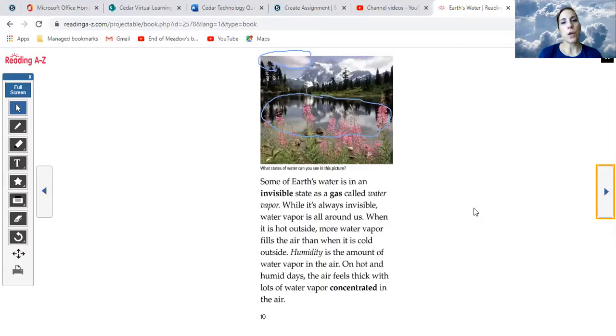Some of Earth's water is in an invisible state as a gas called water vapor. While it's always invisible, water vapor is all around us. When it is hot outside, more water vapor fills the air than when it is cold outside. Humidity is the amount of water vapor in the air. On hot and humid days, the air feels thick with lots of water vapor concentrated in the air. So the water's all smushed together.